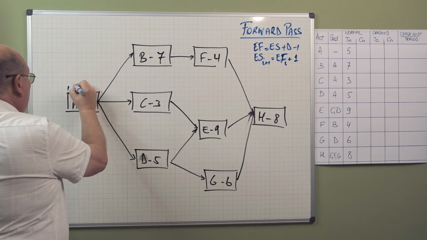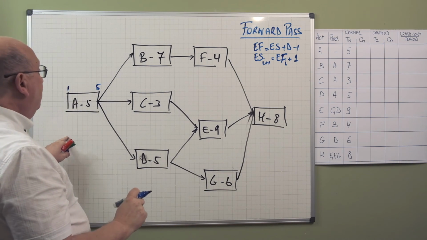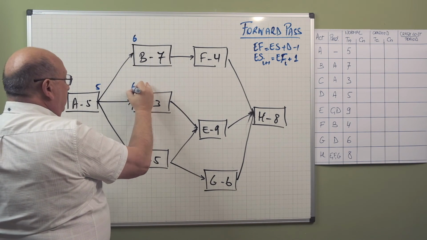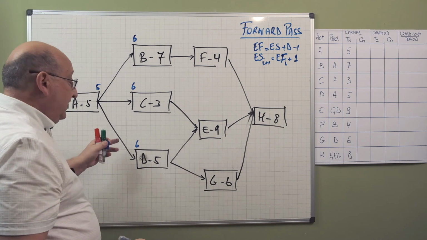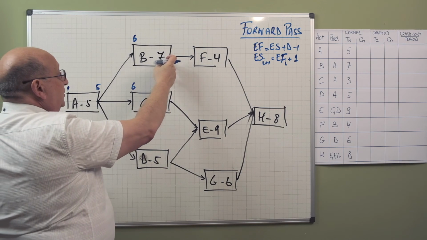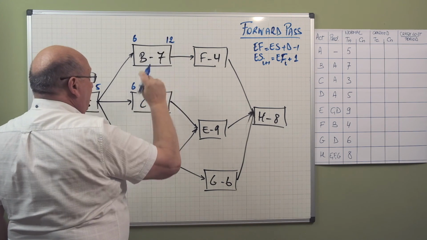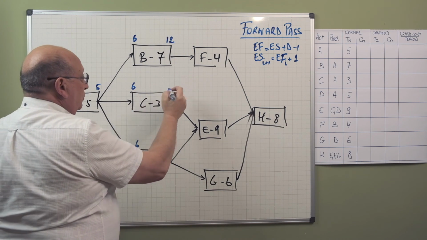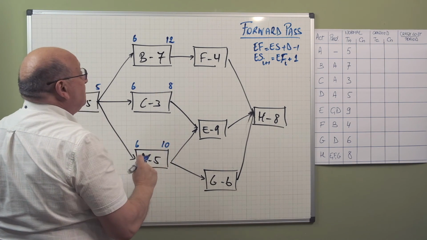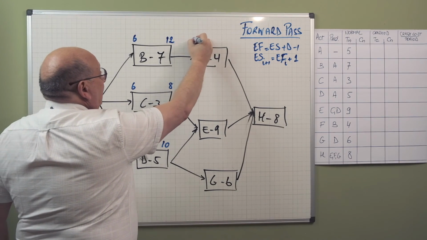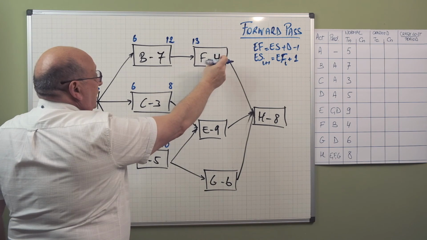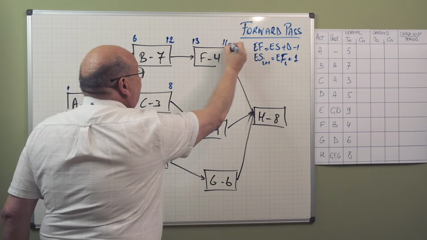I have 1 and 5. So now B starts the period after. B, C, and D start at period 6. Now we have 6 plus 7 minus 1 is 12. 6 plus 3 minus 1 is 8. And 6 plus 5 minus 1 is 10. Now F will start at period 13. F: 13 plus 4 minus 1 is 16.